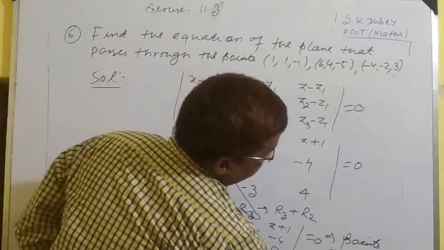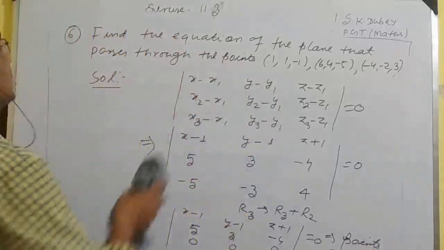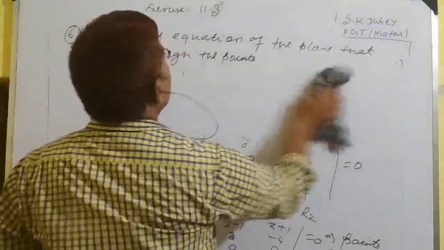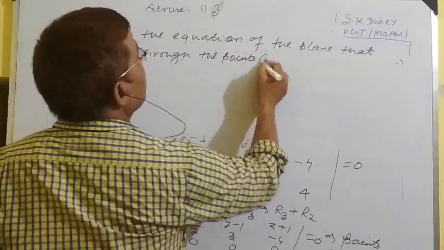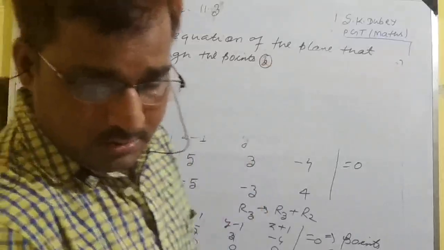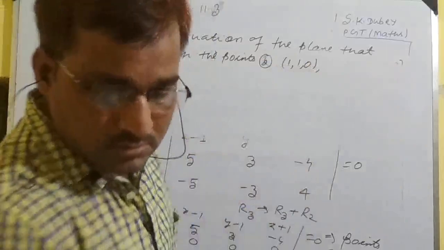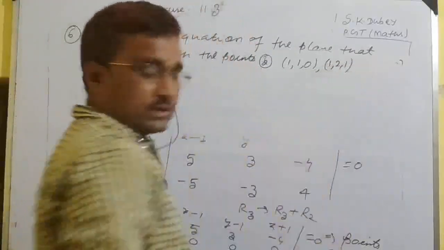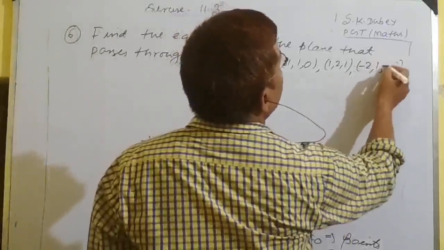So we can only get the equation of a plane passing through 3 non-collinear points. In this question, part B is passing through the points: 1, 1, 0; 1, 2, 1; and minus 2, 2, minus 1.